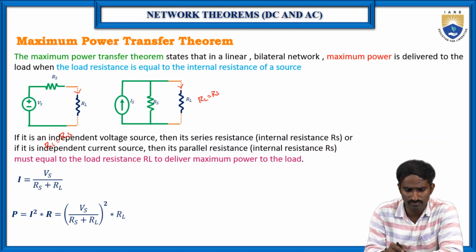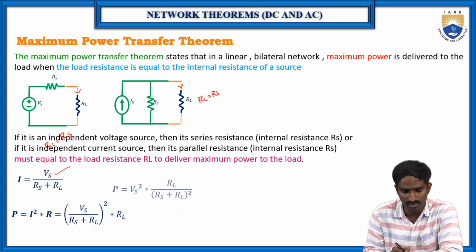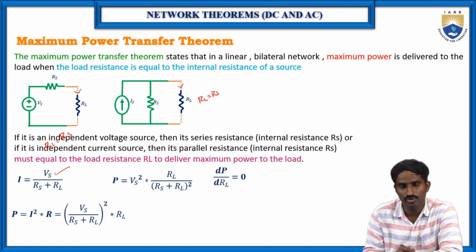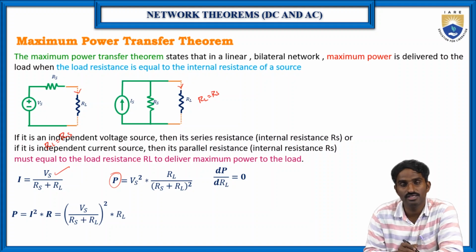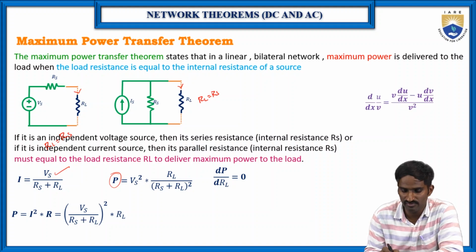For this particular circuit, I is equal to Vs by Rs plus RL. Then as we know, P is equal to I square into R. Substituting the I value, P is equal to Vs square into RL by (Rs plus RL) whole square. If you want to find the condition to get the maximum power, then we have to differentiate this power with respect to the load resistance, because the load resistance is the only variable, and set it equal to 0. Just apply the derivative to this.